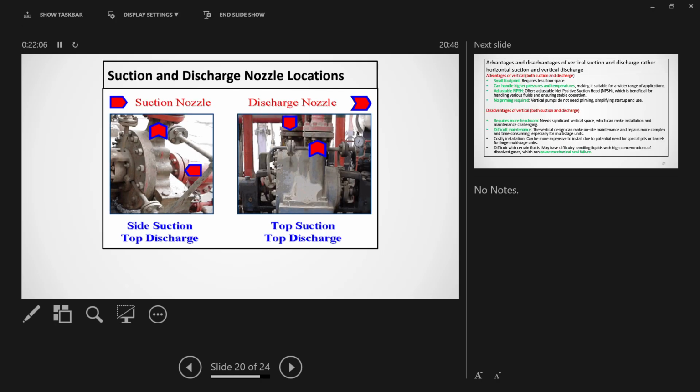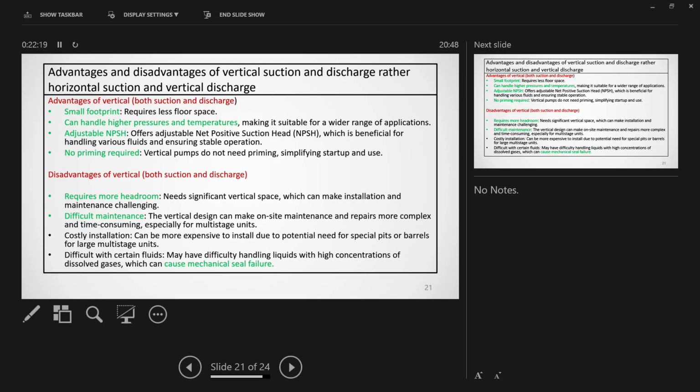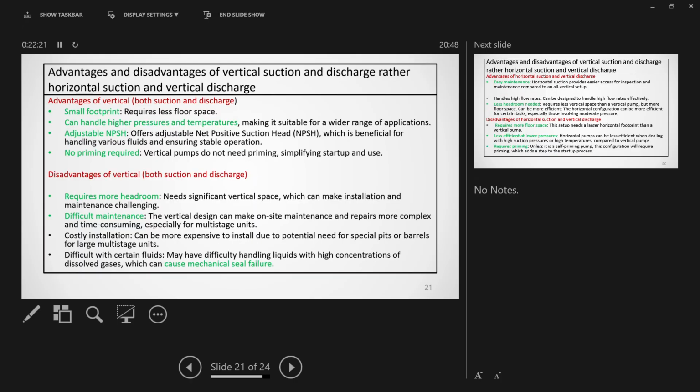Next is the nozzle positions. You can see the left hand side drawing. In the nozzle position, the suction nozzle is horizontal and the discharge nozzle is vertical. If you see the second picture, here both suction and discharge nozzles are vertical. What are the advantages of horizontal suction and vertical discharge? Now, the footprint: both the suction and discharge are vertical.